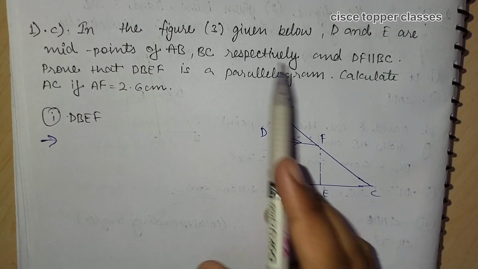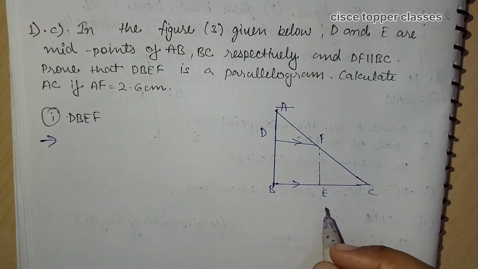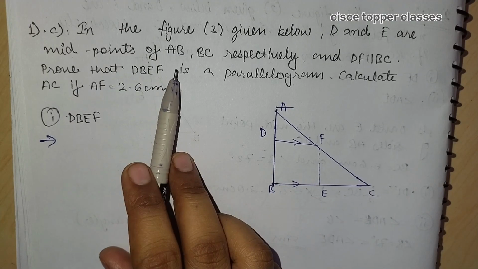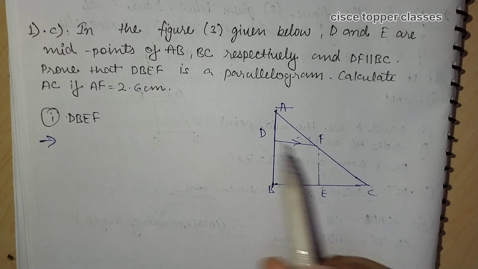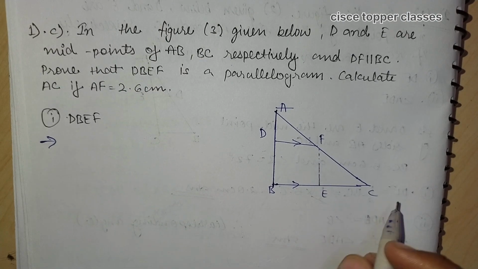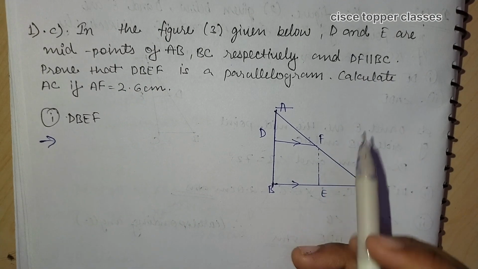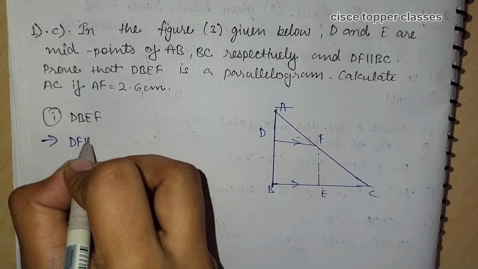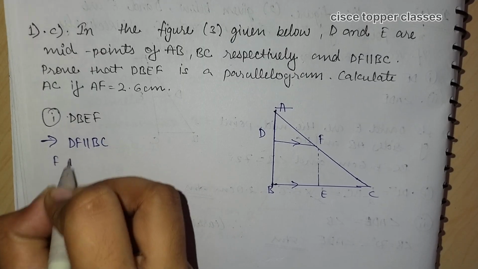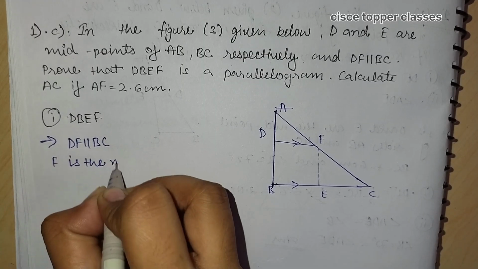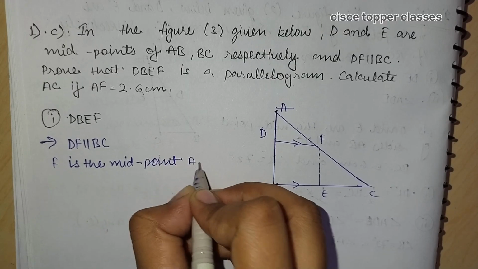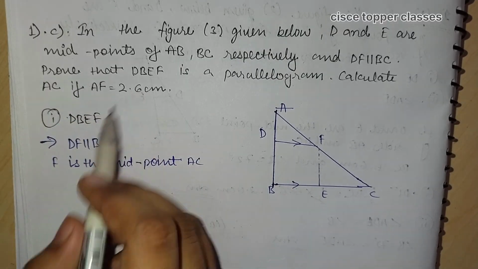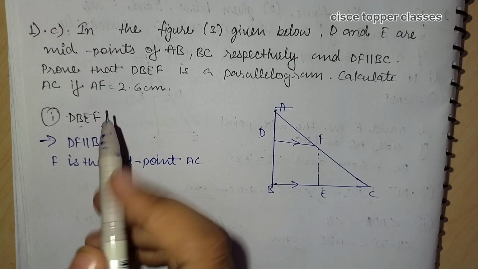In the figure given below, D and E are midpoints of AB and BC respectively, and DF is parallel to BC. If DF is parallel to BC, we can simply say that F is the midpoint of AC here. So this is given to us. Then we have to prove that DBEF is a parallelogram.